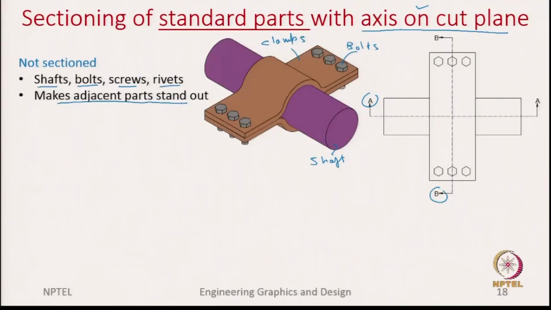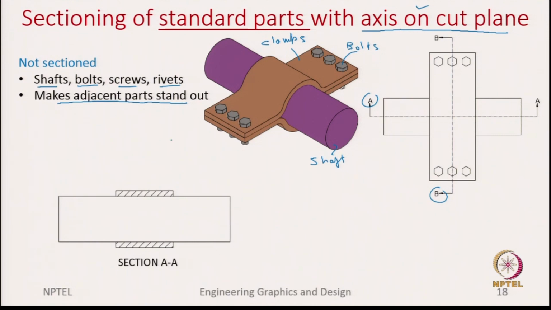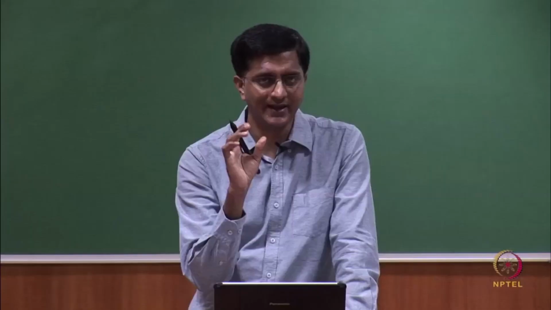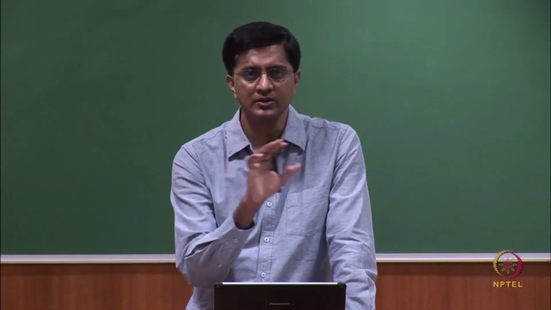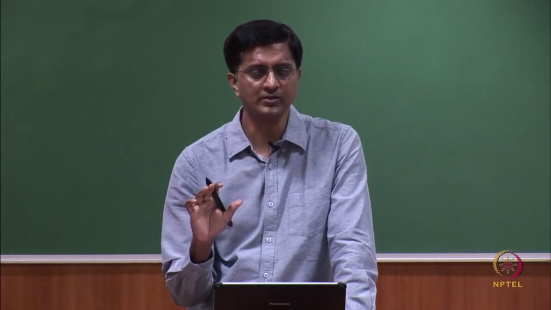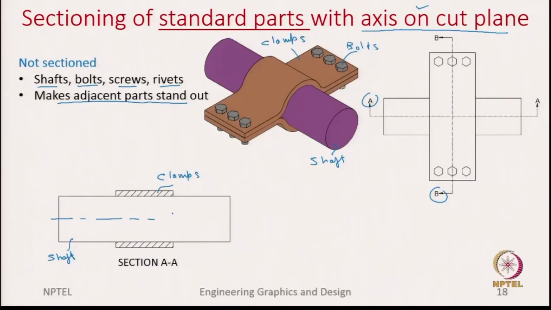Okay. So, now let us look at section AA. As you can see, the hatching is only done for the hatches or clamps. The hatching is not done for the shaft. The reason why it is not done is that the axis of the shaft falls on the cutting plane. So, first of all, the shaft is a standard piece and the axis of the shaft falls on the cutting plane. So, that is the reason why we do not show the hatching for the shaft.